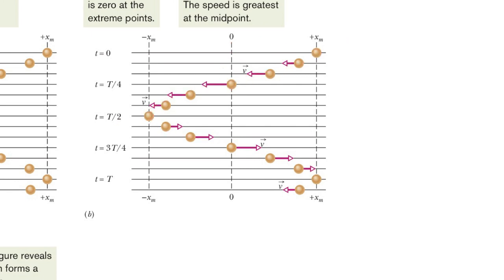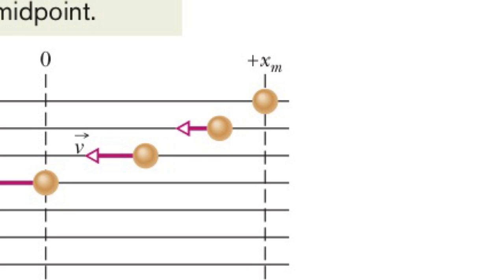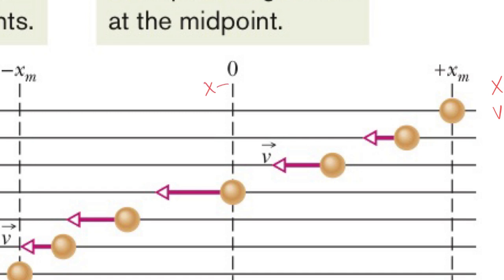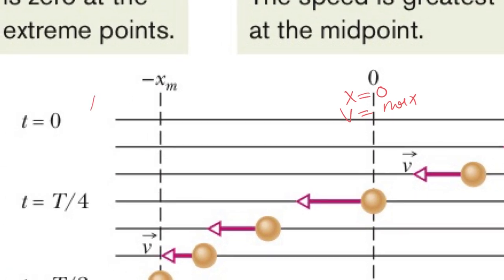So now I will compare another thing, which is the acceleration of the particle. So here x, as we said, is equal to xm, v is equal to 0. Okay, here x is equal to 0, the velocity is maximum, here x is minus xm, the velocity is 0.